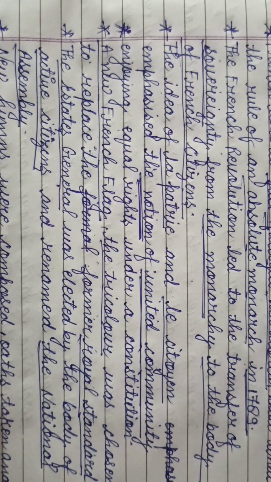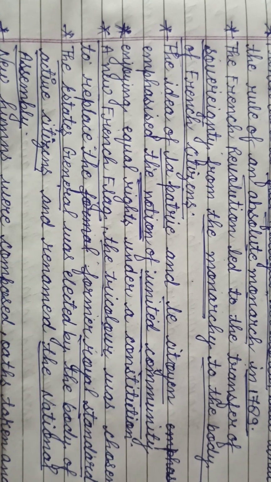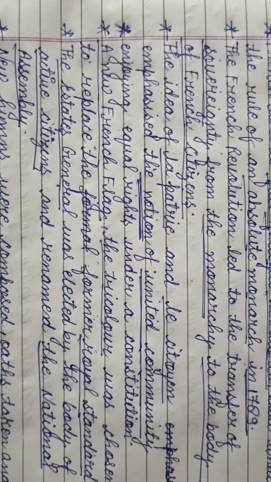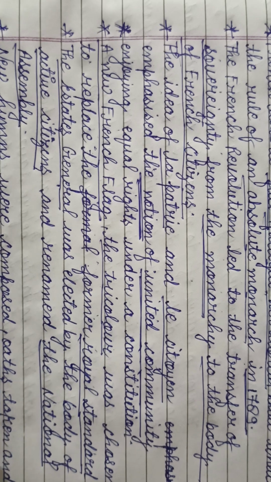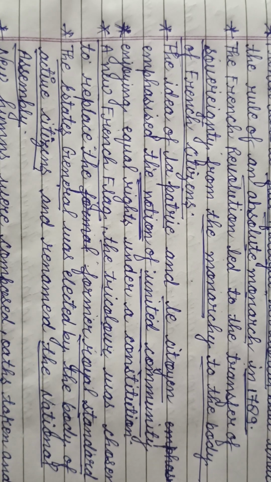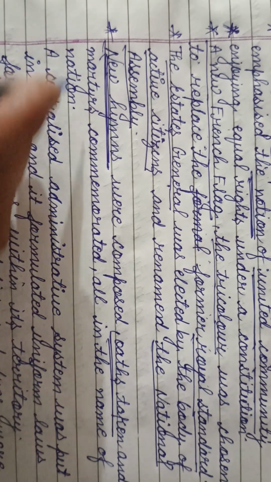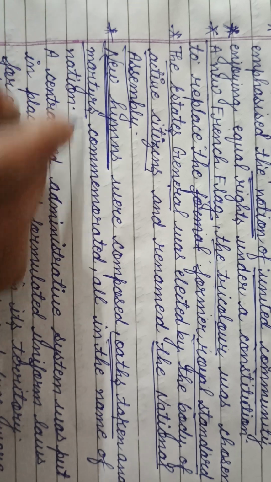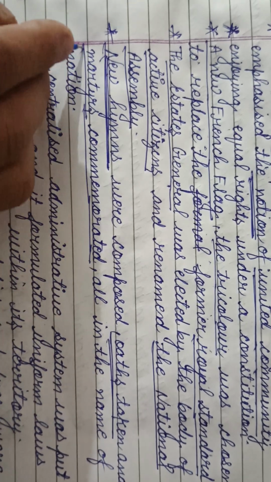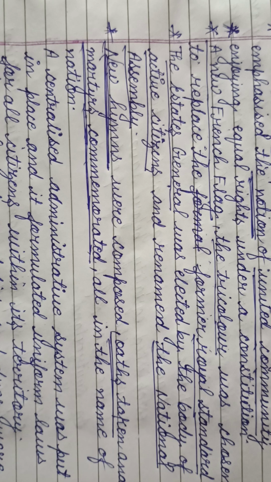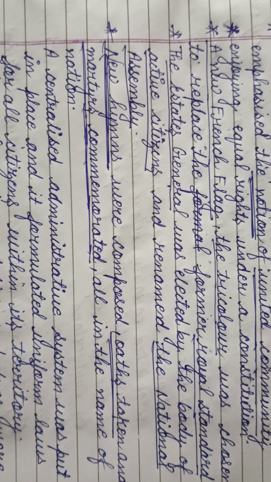After that, new hymns were composed. New hymns means national anthems or national songs were composed. Oaths were taken, meaning they were swearing oaths. And martyrs were commemorated all over the nation. We can say those were the freedom fighters, the soldiers who died. Now they were martyrs there.